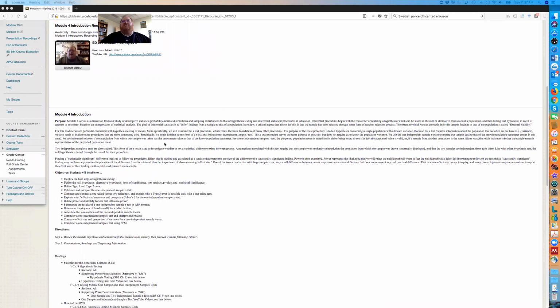Module 4 serves as a transition from our study of descriptive statistics, probability, normal distributions, and sampling distributions to that of hypothesis testing and inferential statistical procedures in education. Inferential procedures begin with the researcher articulating a hypothesis, which can be stated in the null or alternative forms about a population, and then testing that hypothesis to see if it appears to be correct based on the interpretation of statistical analysis. The goal of inferential statistics is to infer findings from a sample to that of a population.